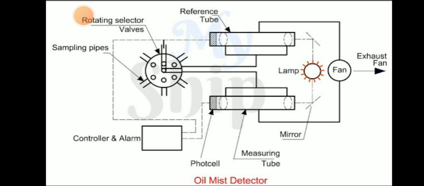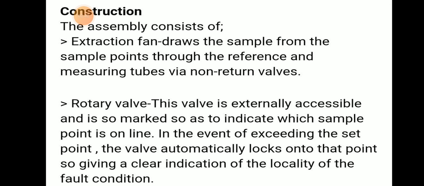And here is the picture of an oil mist detector. There will be two tubes, a reference tube and a measuring tube, and here we can see the rotating cylinder valve. There will be the crankcase of each cylinder. We can see here six cylinders connected to the oil mist detector. The reference tube, measuring tube, sampling pipe, lamp, fan, mirror, exhaust fan, and photocell are there.